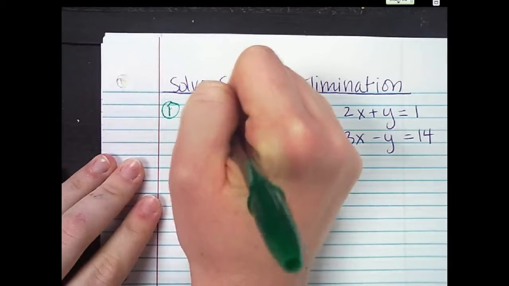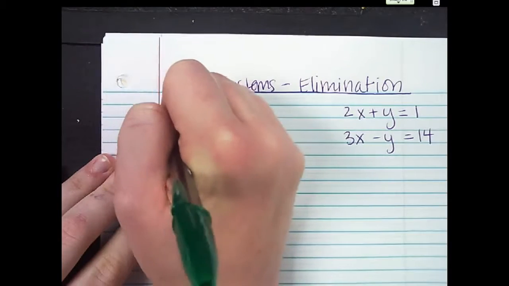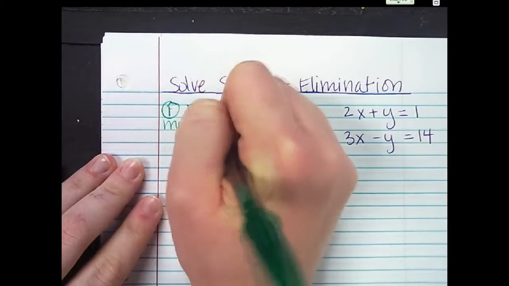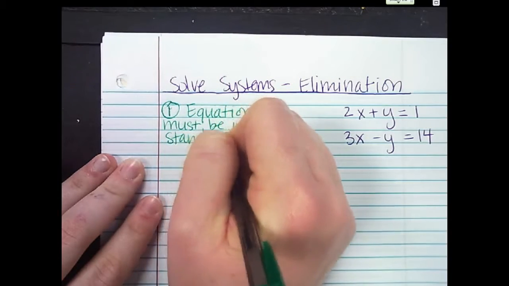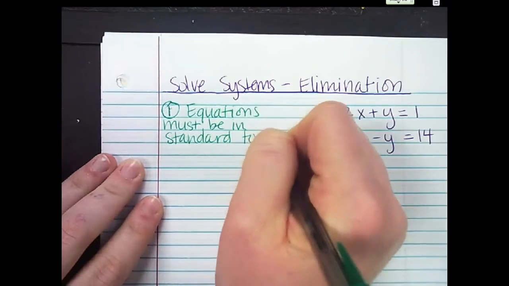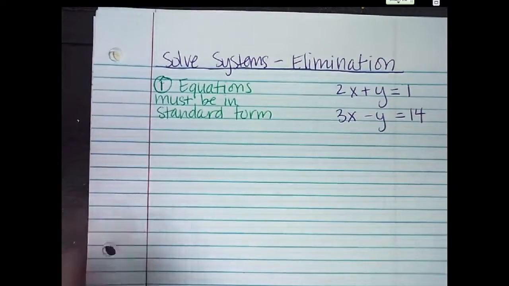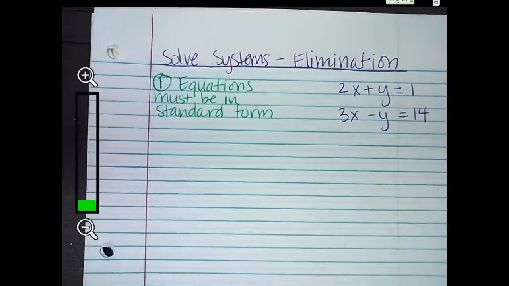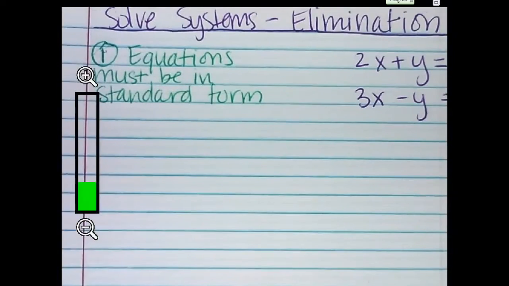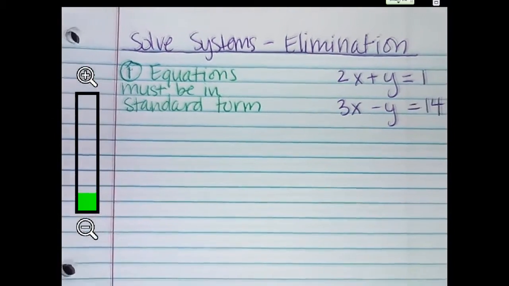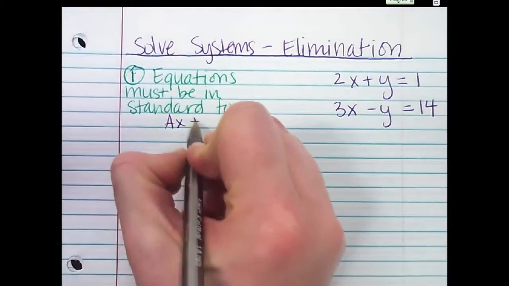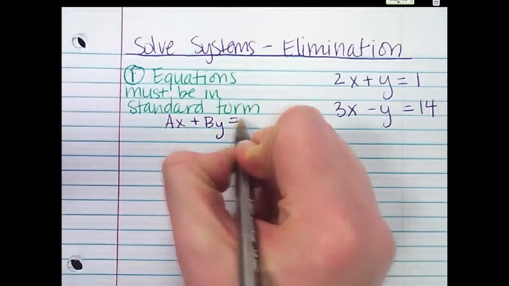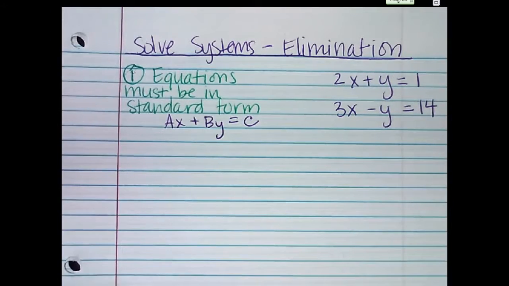Okay, first thing. Equations must be in standard form. So what does that mean? Standard form just means that you have your x's and y's on the left, your constants on the right. And generally, for the most part, yours are already going to be set up like that.